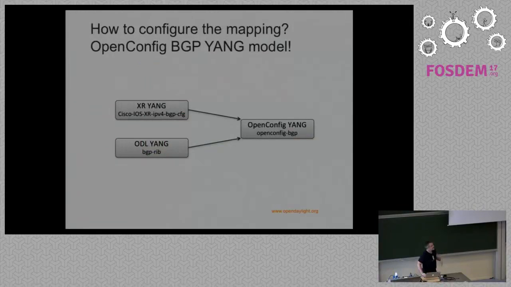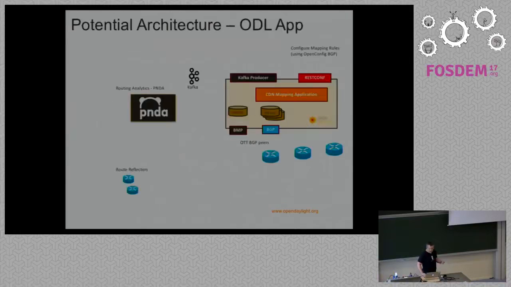So I mentioned Yang. OpenDaylight and router platforms like Cisco IOS XR typically have their own native Yang models. What we're seeing now is a migration towards common models. So both XR and ODL have implemented the OpenConfig Yang model. I think Juniper may have done it as well. So we're getting to a world finally where we have common shared models. So that's how we configure the mapping.